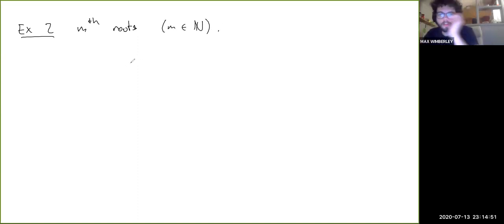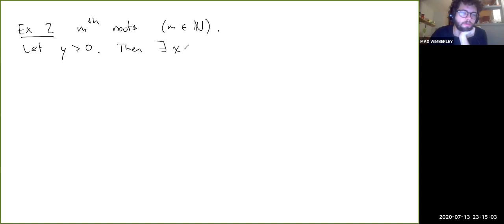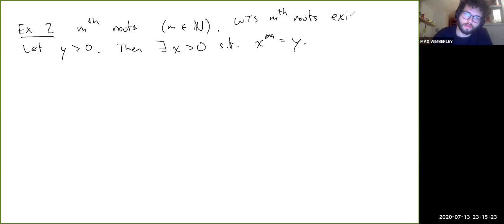Okay, so let's look at one more example. This is a bit different. This is about mth roots for m in N. Let y be greater than 0, then there exists some x greater than 0 such that x to the m equals y. That's what we're trying to show. We're trying to show that nth roots exist for positive integers m. We've been taking that for granted up until now, but now we can actually show it rigorously using the intermediate value theorem.